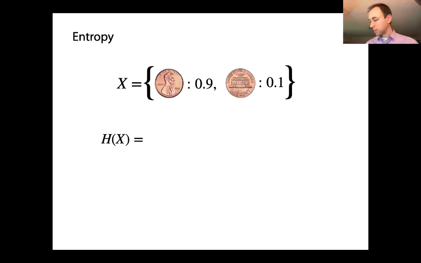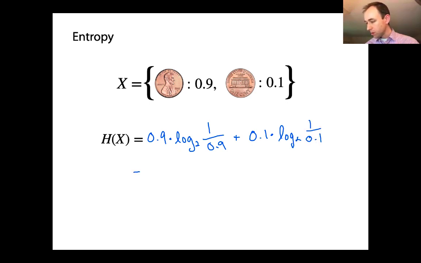So I'll start with the probability of heads, which is 0.9, times log base 2 of 1 over 0.9. And we do the same for tails, 0.1 times log base 2 of 1 over 0.1. What do we get? 0.9 times, this is around 0.15, that log. 0.1 times, that's around 3.32, that log. This ends up being about 0.47. Okay?